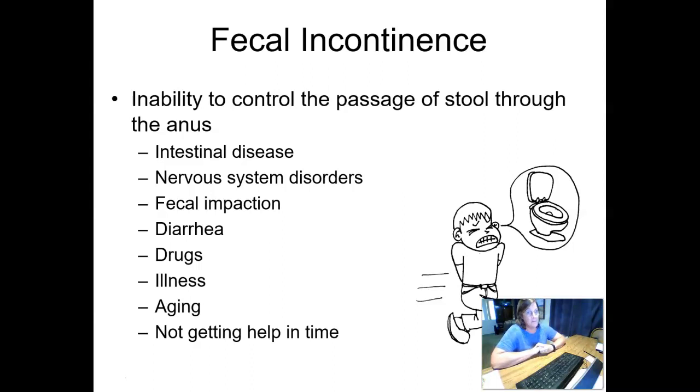It can happen from a fecal impaction or from diarrhea, especially if they just can't get help quick enough. Some medications can cause this to happen, illness, aging, and a lot of times it comes back to just not getting help in time.